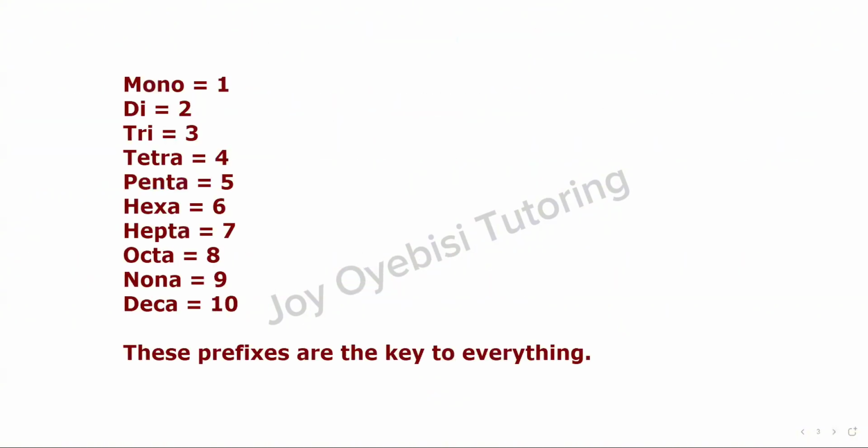When we name molecular compounds, we use prefixes to indicate the quantity of each element in the compound. So the prefix for one is mono, that of two is di, 3 is tri, 4 is tetra, 5 is penta, 6 is hexa, 7 is hepta, 8 is octa, 9 is nona, 10 is deca. These prefixes are the key to everything when it comes to naming molecular compounds. So let's look at the rules.